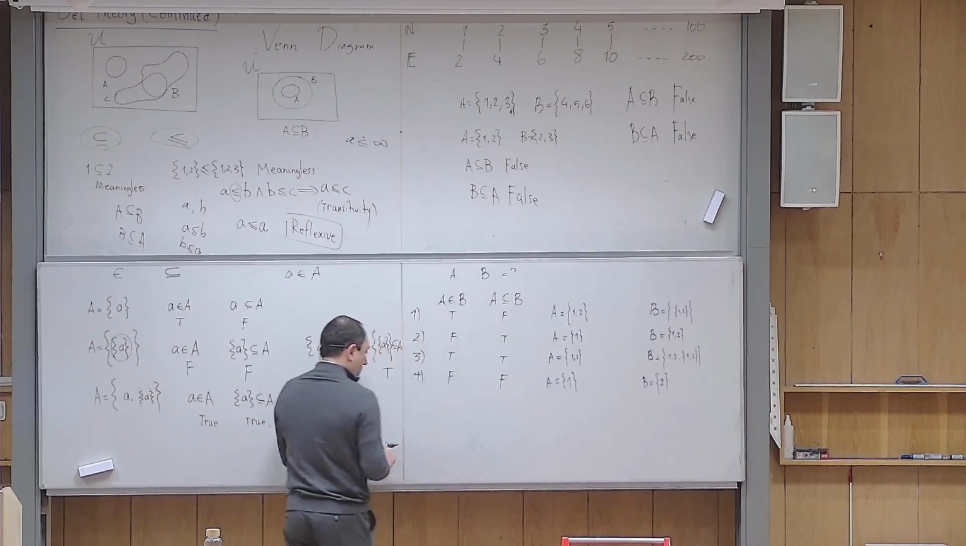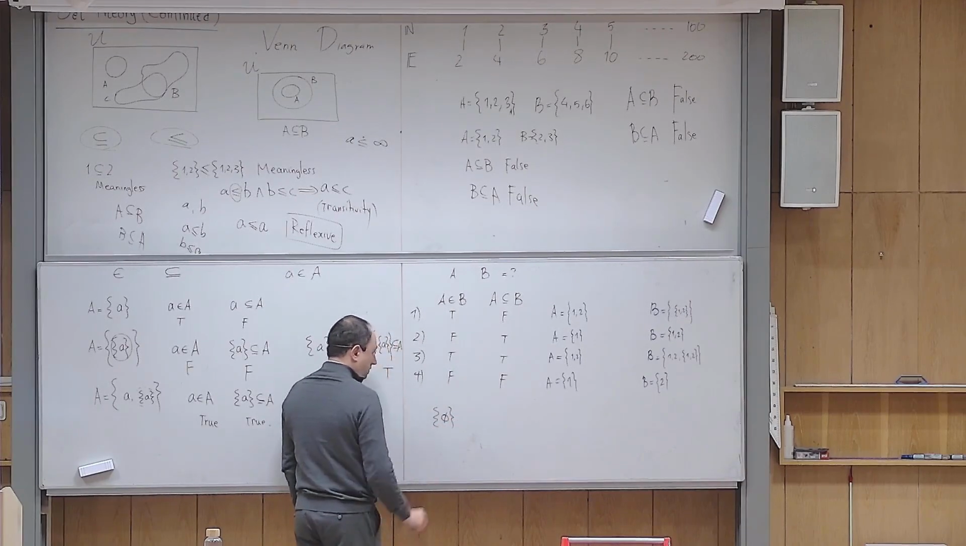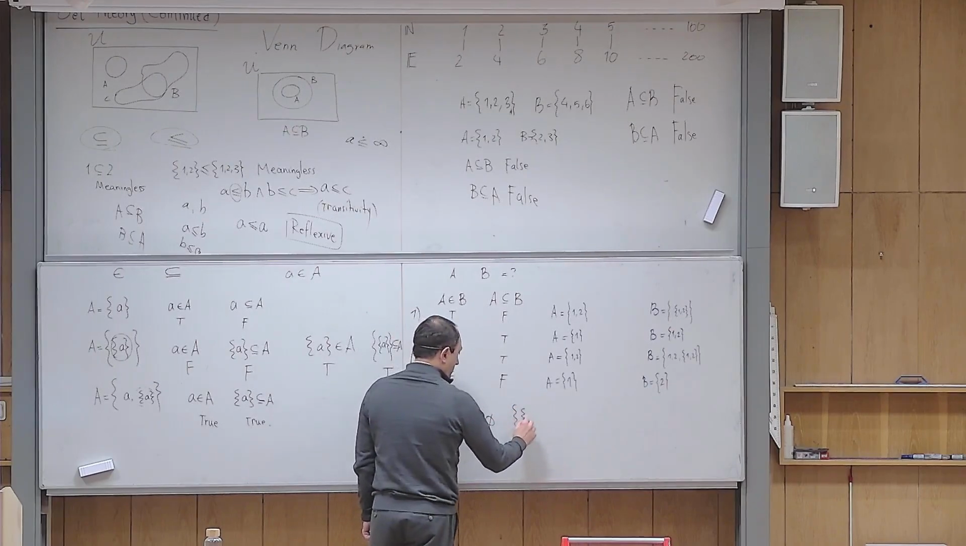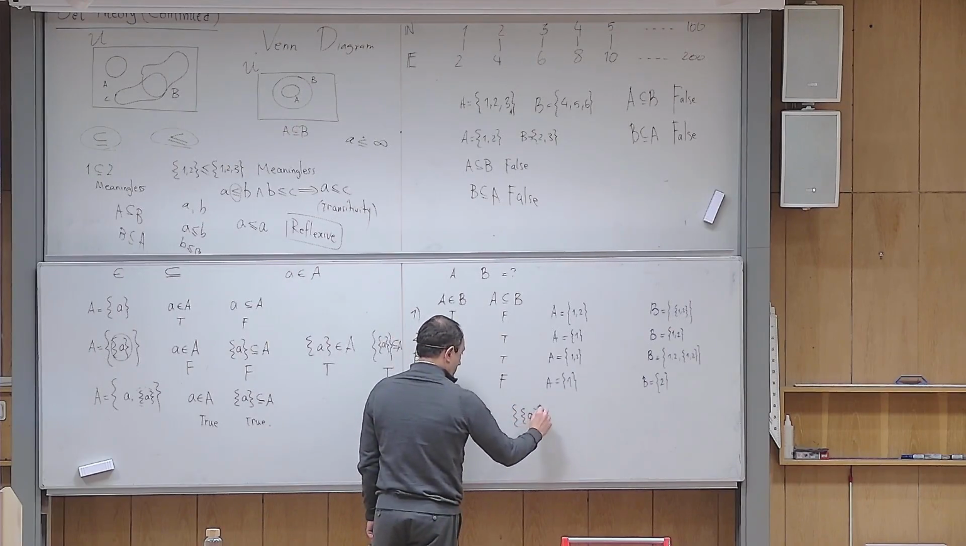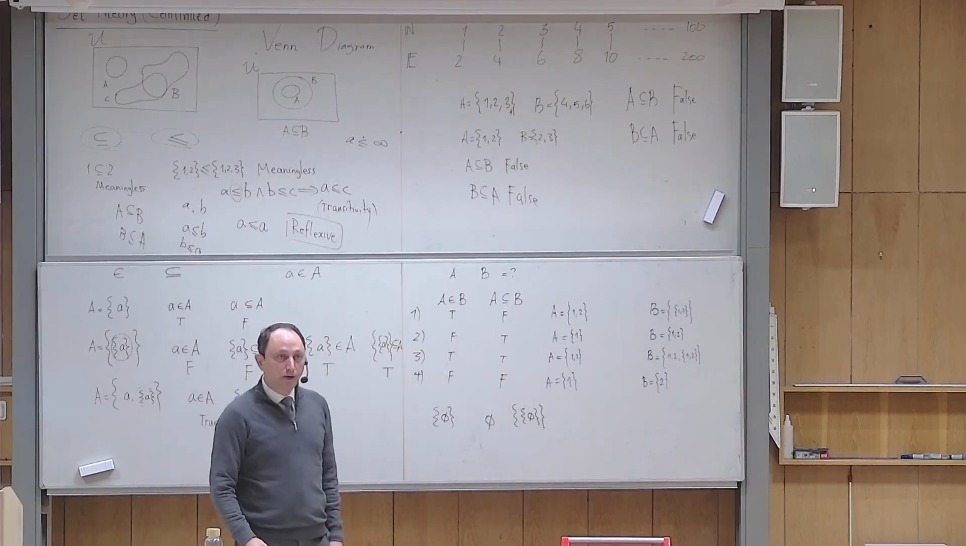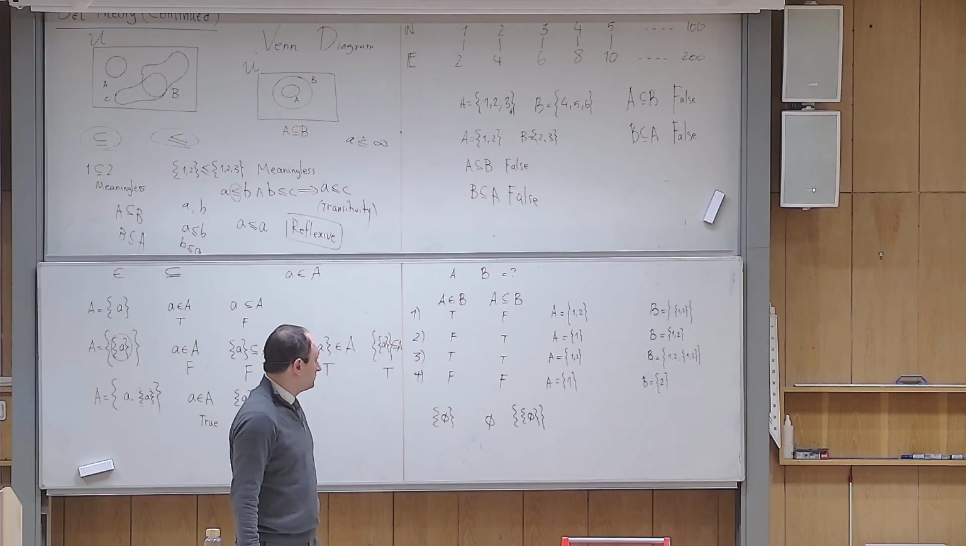Okay, so another question. What is the cardinality of this? And what is the cardinality of this? What is the cardinality of this? How about there's a question? Yes? Louder, please. Why is number 2 false for the first one?